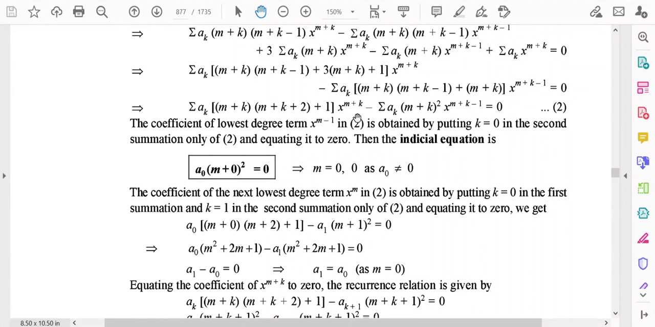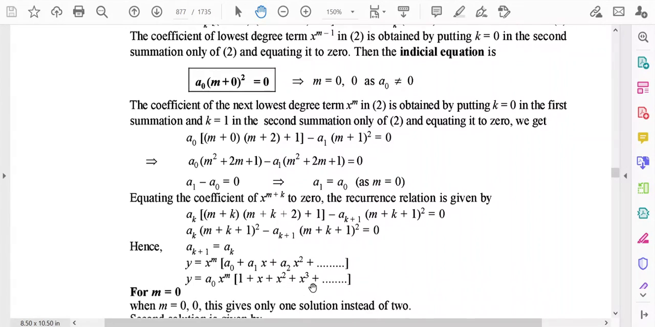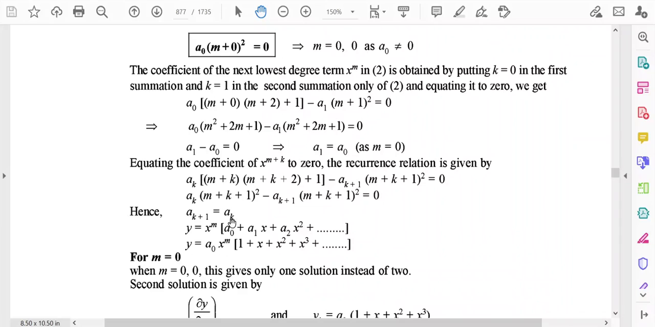I am again repeating. You see that in the first term there is already x to the power m plus k, but in the second term there is x to the power m plus k minus 1. So to convert it to x to the power m plus k, we have to write k is equal to k plus 1 here, that is, a k plus 1 into (m plus k plus 1) whole square is equal to 0. So ultimately we are obtaining a k plus 1 is equal to a k.